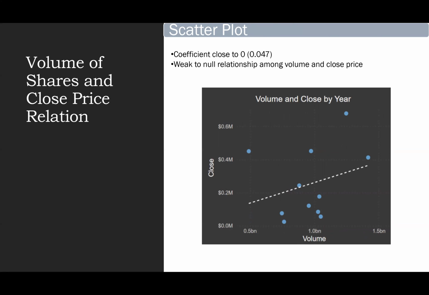On the other hand, the volume of shares and close price relationship has a coefficient of 0.047, almost close to zero, which means a weak to no relationship between volume and the close price. This means that they are not moving in any way in which we can identify any significant patterns. So this is not significant for us in the behavior of the share price.